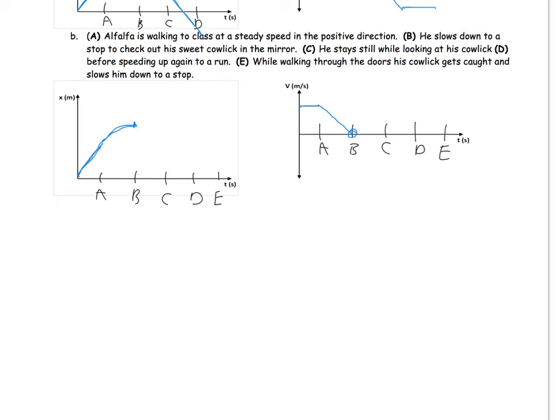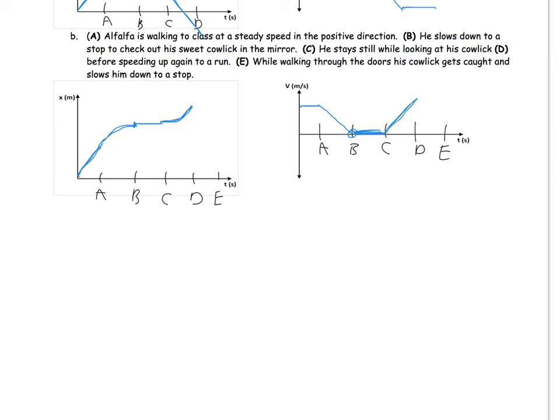C, he stays still a while looking at his cowlick. So on my position graph, that's showing 0 velocity, just a horizontal line, meaning 0 slope. On my velocity graph, I'm going to be right there along that axis, along that 0 velocity. And then D, before speeding up again to a run. So now we're going to show speeding up, so positive velocity, positive acceleration, which means my position graph is going up and is concave up, and that shows speeding up, getting steeper or getting slopier. On my velocity graph, above the x-axis and a positive slope, going away from 0, showing speeding up.